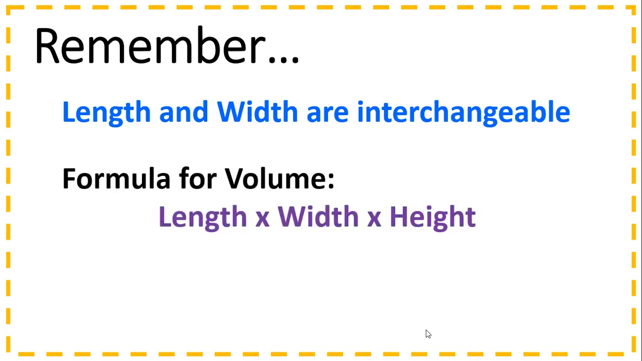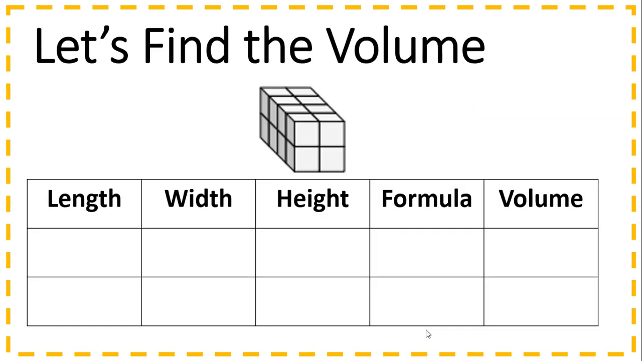The formula for volume is length times width times height. We're going to use this to help us find the volume of rectangular prisms in this lesson. So let's find the volume of this rectangular prism. Notice here, the length is 2 units because there are 2 unit cubes going across. The width is 4 units because there are 4 unit cubes going back. And the height is 2 units because there are 2 layers going up and down.